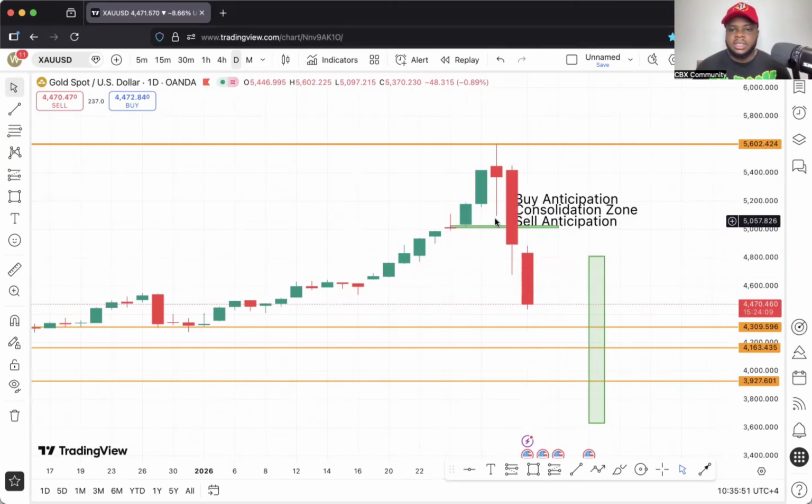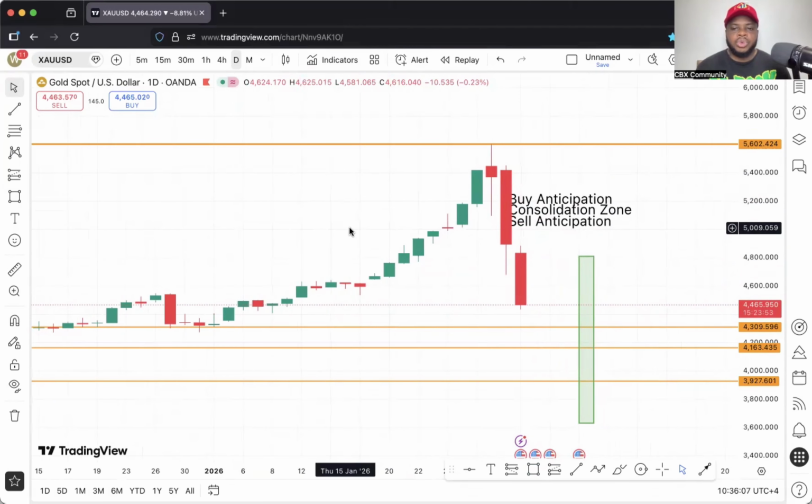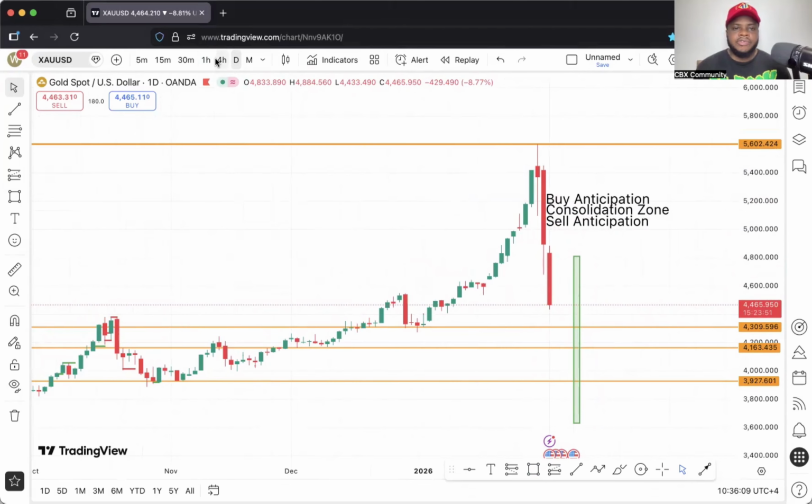Let's delete this. This candle has broken the low of this candle, this candle, this candle, this candle, this candle, this candle, and this candle. This candle has also broken the low of this previous daily candle. So the best thing is just for us to wait. Let's go to the 4 hours.